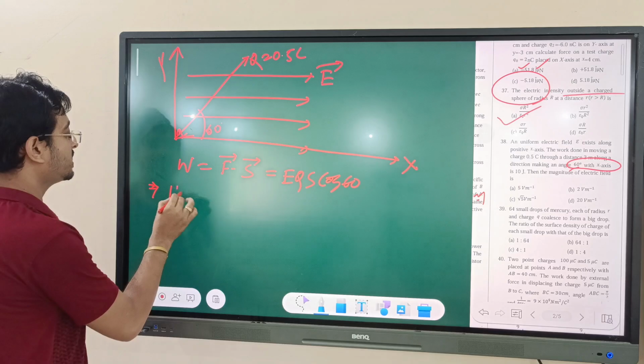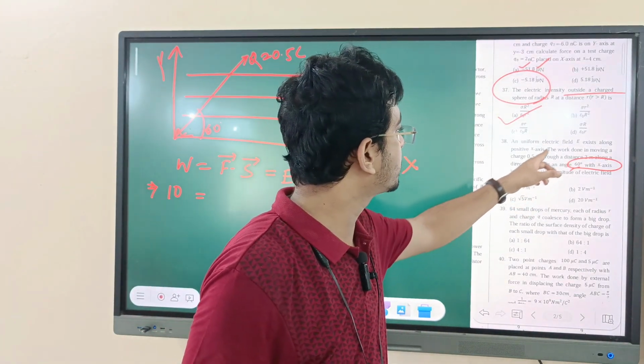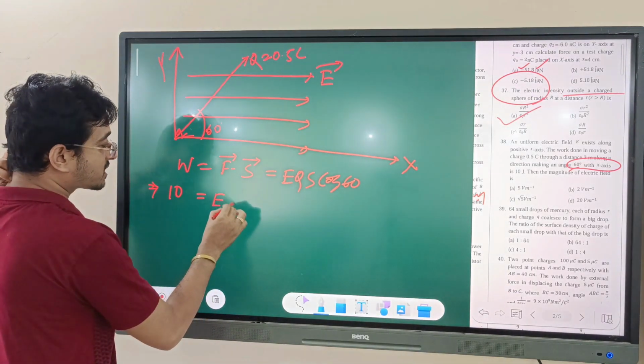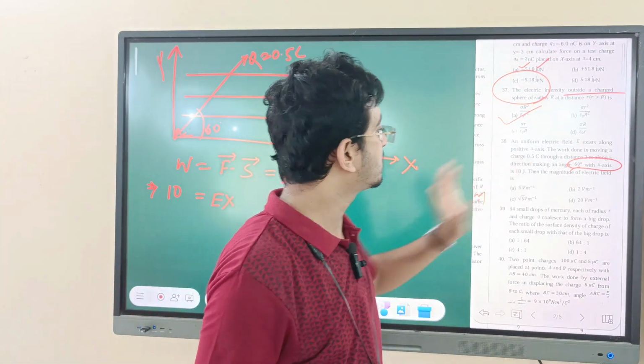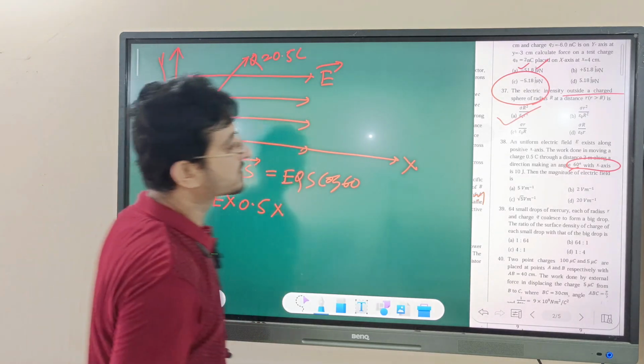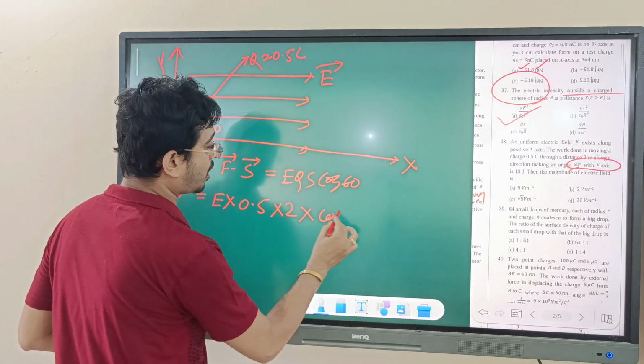Then W is given as 10 joule. That is equal to E times Q. Where is my electric field? Electric field is the question. What is the magnitude of charge? It is 0.5 coulomb. And what is my displacement? This is 2 meter. And what is the value of cos 60 degree?